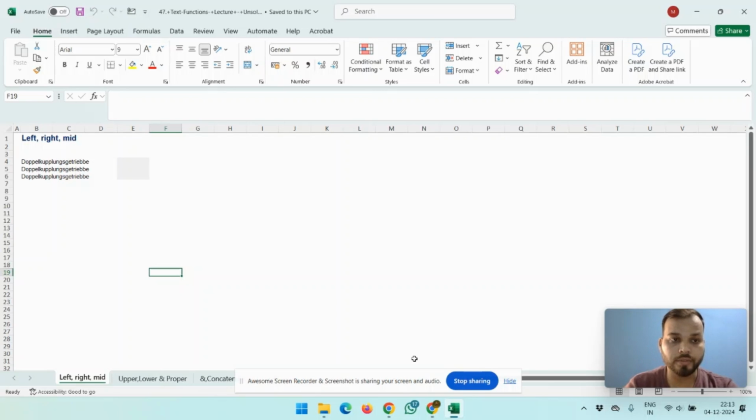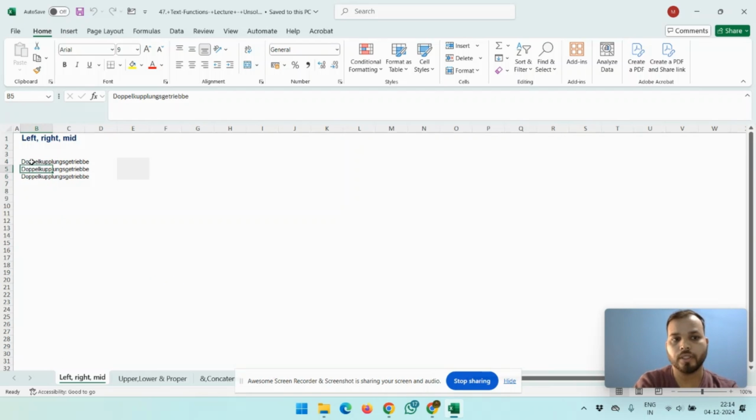Friends, today we will discuss how to calculate left, right, and mid in Excel. Today's topic is very simple, but if we don't know a simple formula, it becomes a hurdle for us. So now let's discuss how to calculate left, right, and mid values of any Excel data. Here are three examples of how to calculate left, right, and mid.